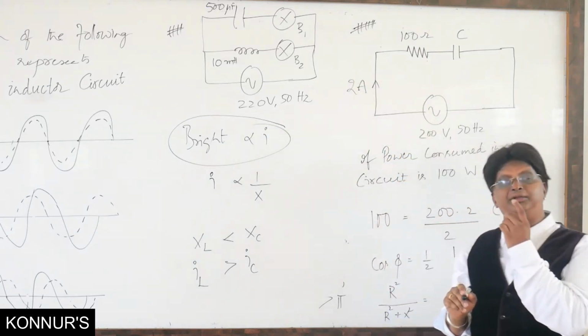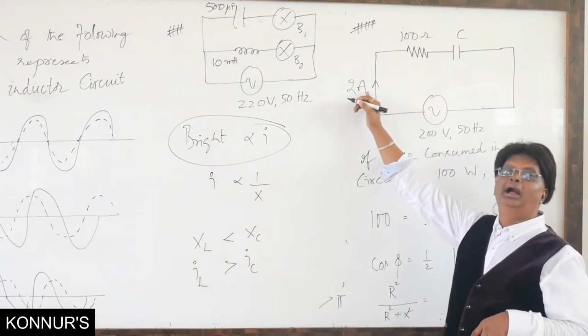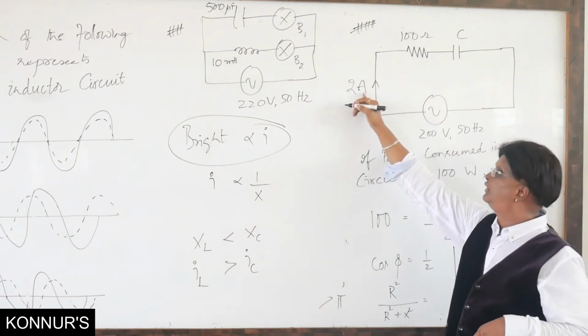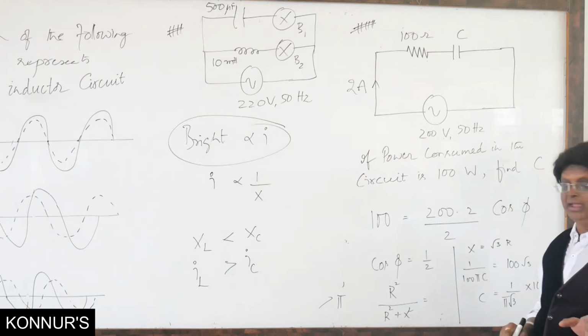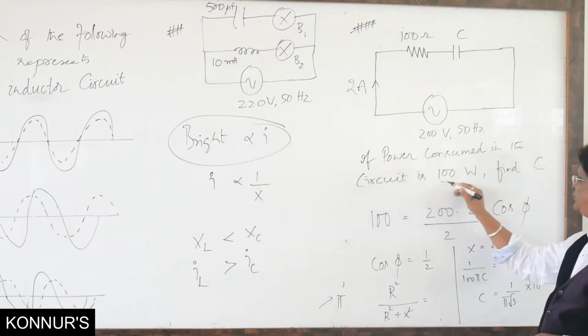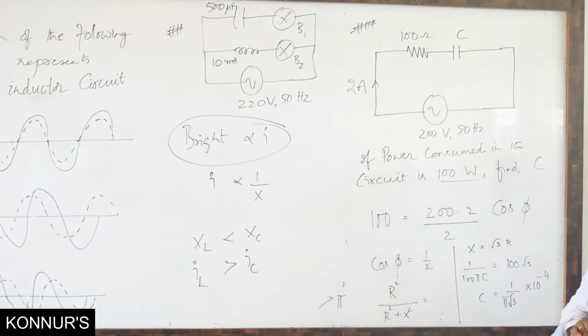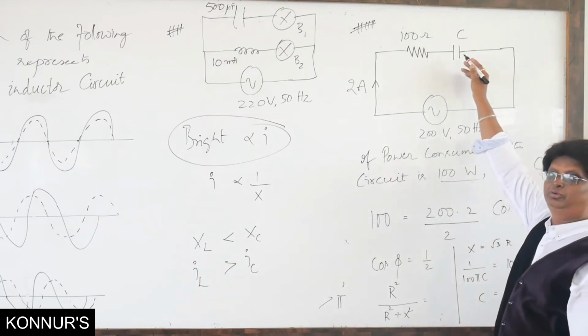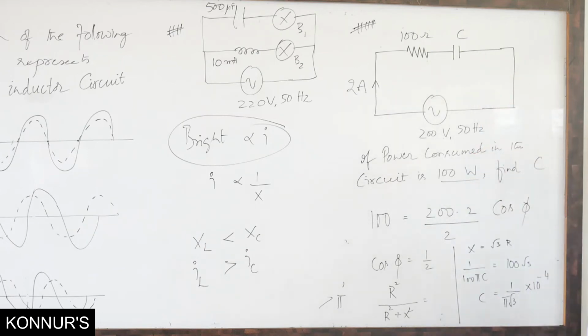So peak current in the circuit is 2 ampere. 2 ampere is given data. Now the question says the power consumed in the circuit is 100 watt. Power consumption in the entire circuit is 100 watt. Find the value of C. Here C is the unknown thing.